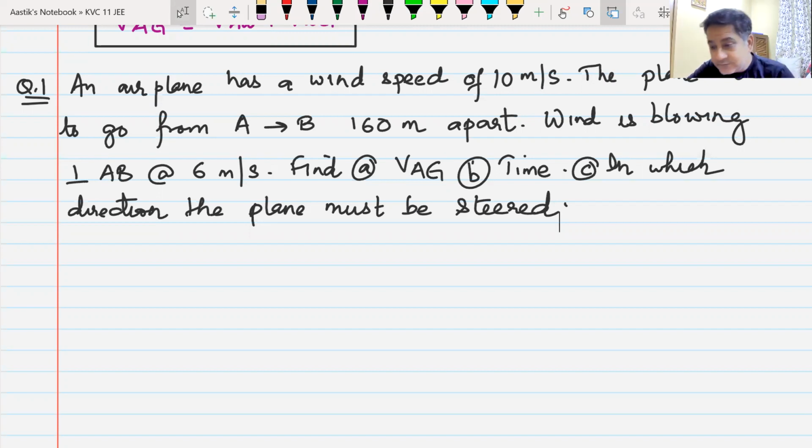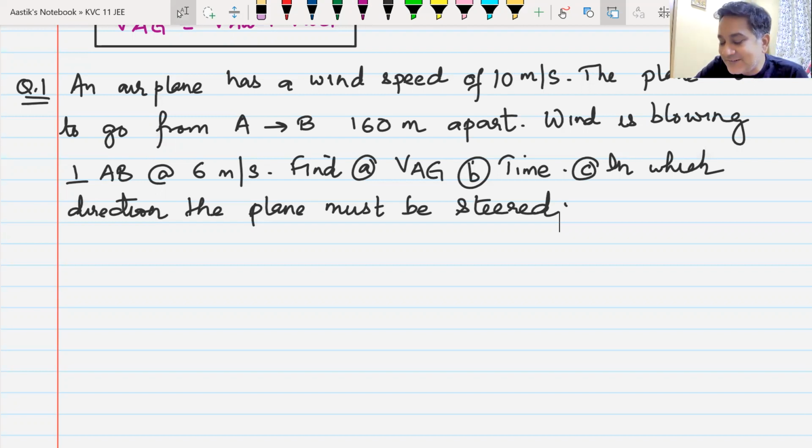So velocity of aeroplane with respect to ground is 16 meters per second, sir. Velocity of airplane with respect to ground is 16 meters per second. How did you get it? 10 plus 6 is 16. That is great. Well done. One is 10, one is 6. Add them, get the answer. Right.